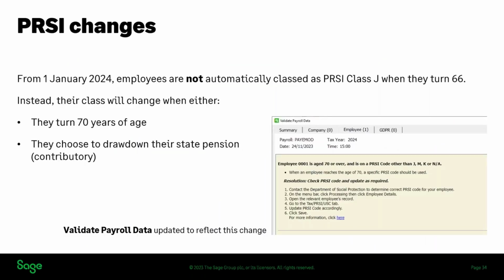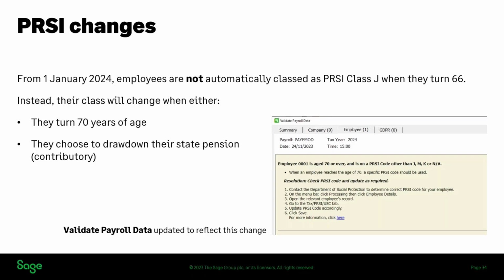There are some changes to PRSI taking effect from the 1st of January, and it's linked to changes in the state pension. So with effect from the 1st of January, employees are not automatically classed as PRSI Class J at the point they turn 66.